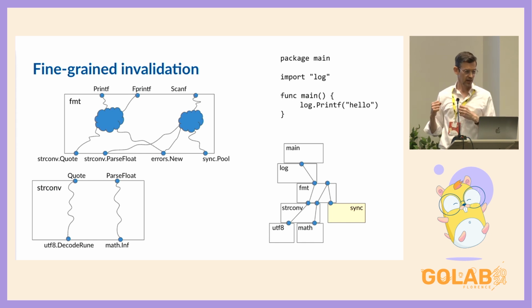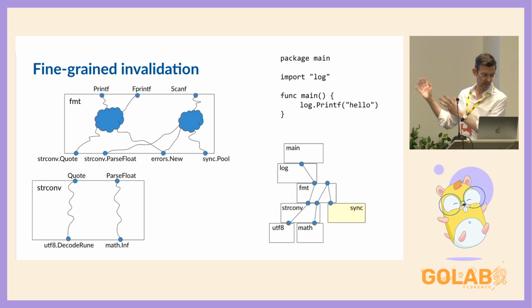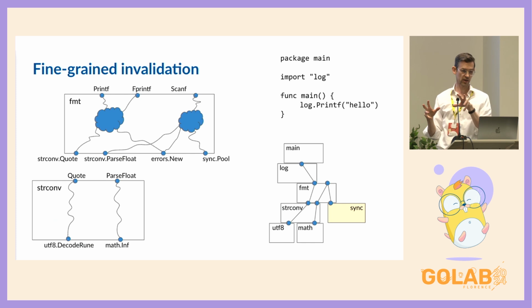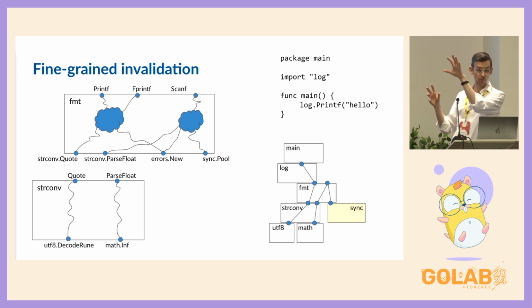In this case, you have an idealization of the fmt package, and you can see that the Printf function depends on a blob of stuff that depends on quote, ParseFloat, and new, and Scanf depends on a different blob of stuff, which depends on some of the same things and some other things. And for every package, we produce this kind of summary of this blue graph of what depends on what.